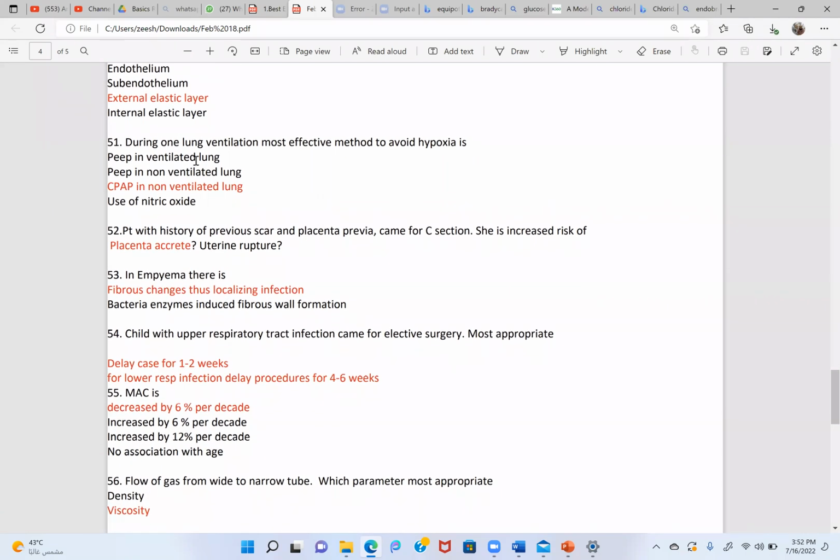During one lung ventilation, the most effective method to avoid hypoxia is PEEP in ventilated lung, PEEP in non-ventilated lung, CPAP in non-ventilated lung, or use of nitric oxide. What should be the answer? Actually, what is the first thing we do in one lung ventilation?